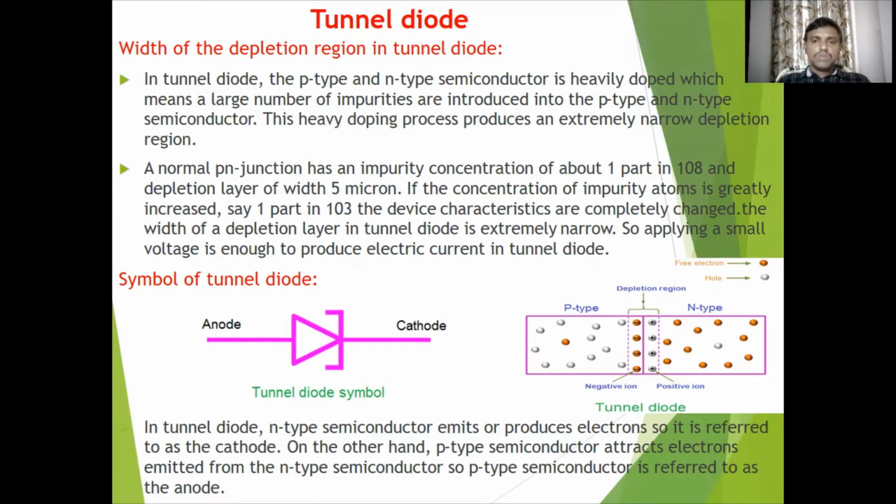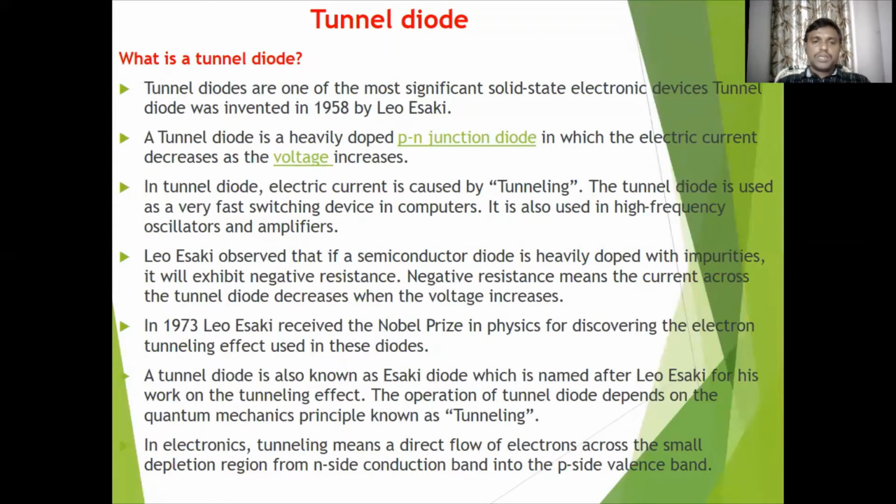Because of that, the depletion region decreases. It becomes very narrow, on the order of nanometers, which means 10^-9 meters. That is how the tunnel diode is formed using heavily doped p and n type materials. In the symbol, we also have an anode and a cathode. So this is about the introduction.